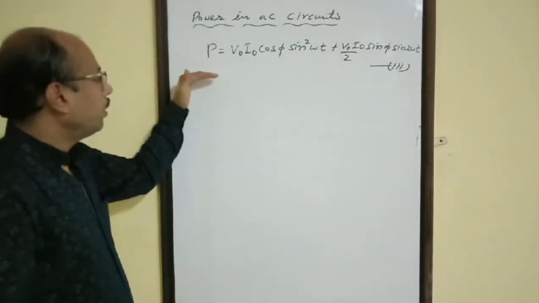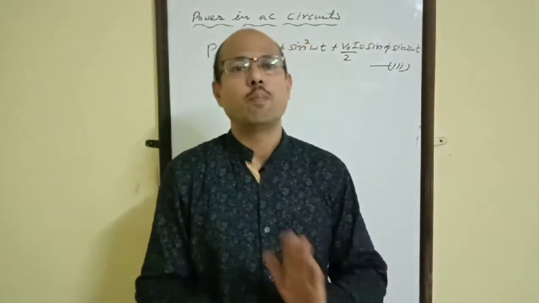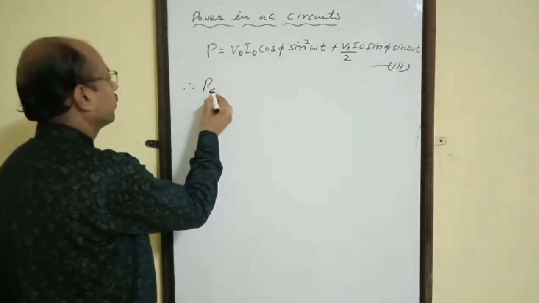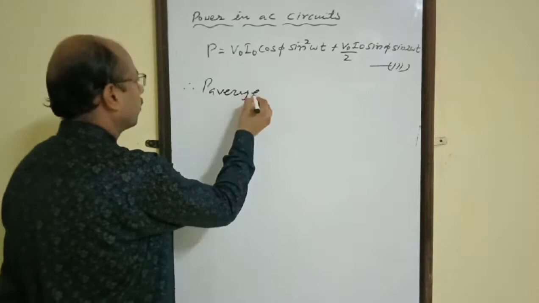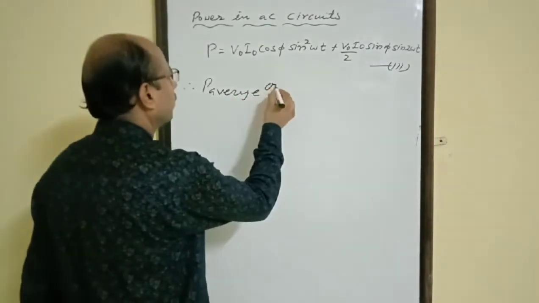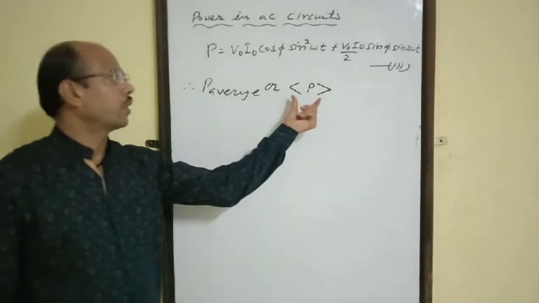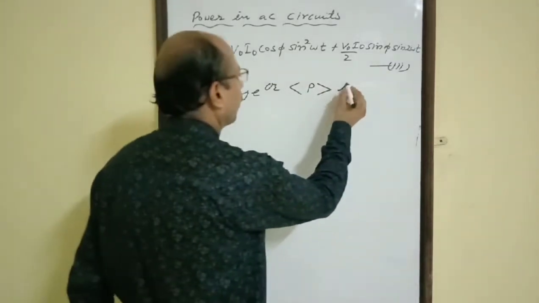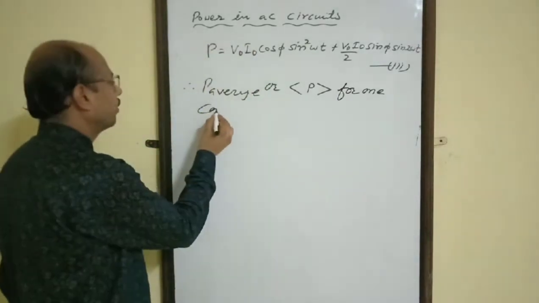Now generally we have to find the average value of power for one complete cycle. Therefore, P average, or we can also use this symbol for time average, P average for one complete cycle.